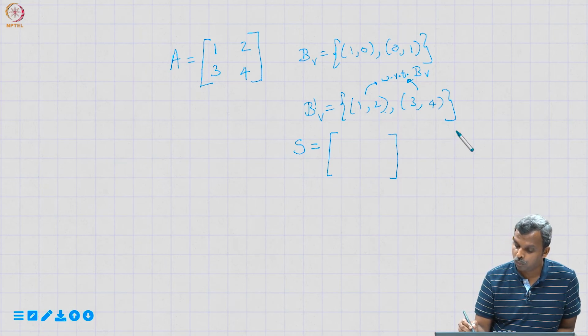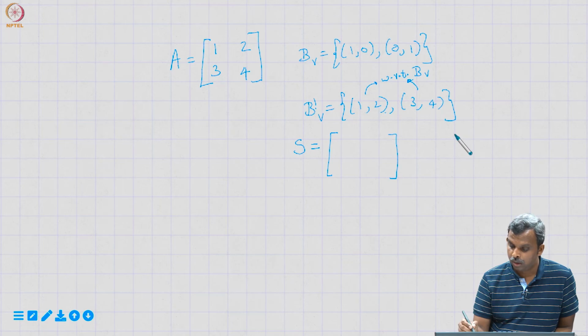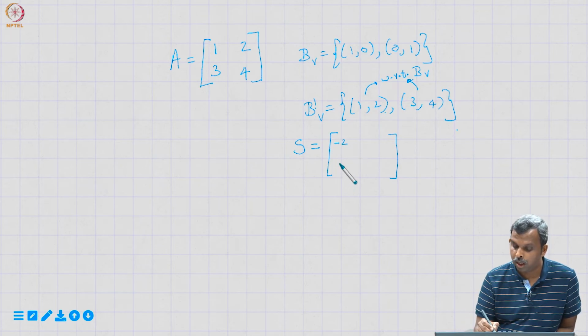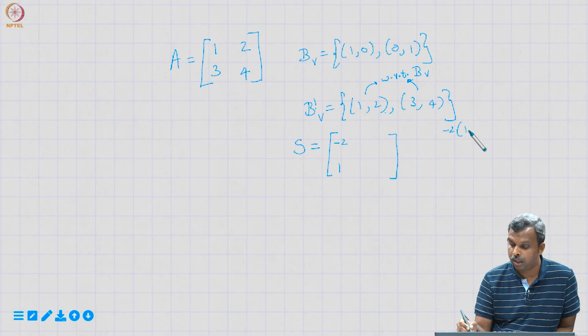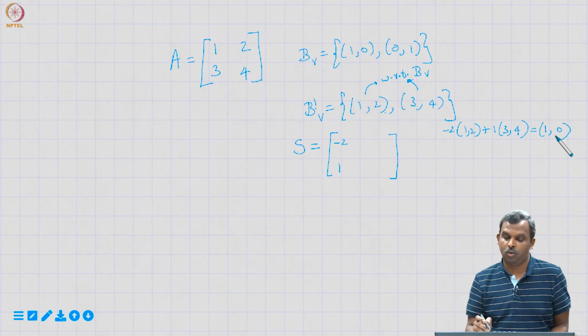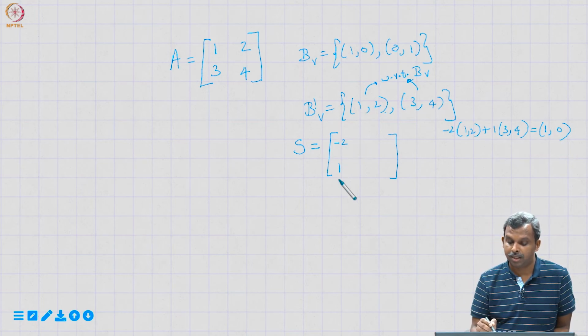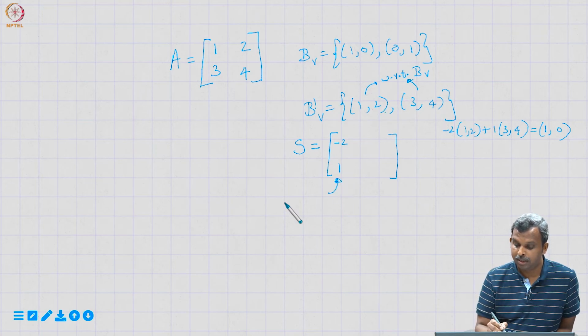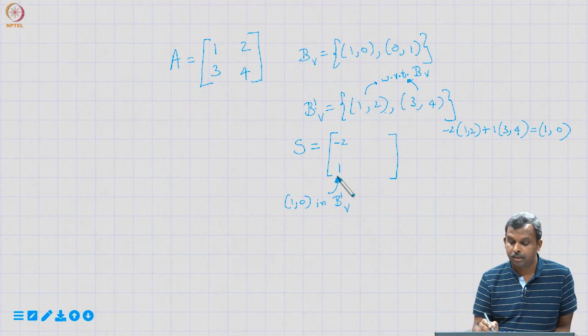If I want (1, 0) in terms of these, I can do, I think, minus 2 and 1. I think this is true. Minus 2 times (1, 2) plus 1 times (3, 4) is equal to (1, 0), right? So that's good, I've already got that. This is my S, the first column: minus 2, 1. This is (1, 0) in B prime V, right?